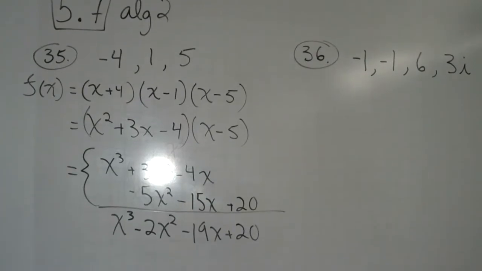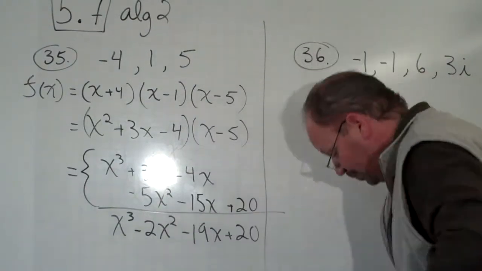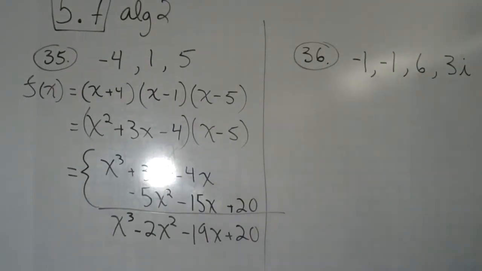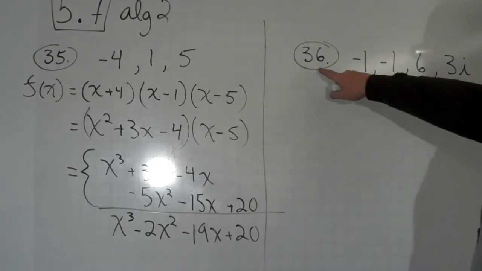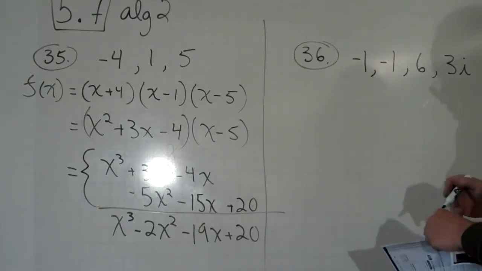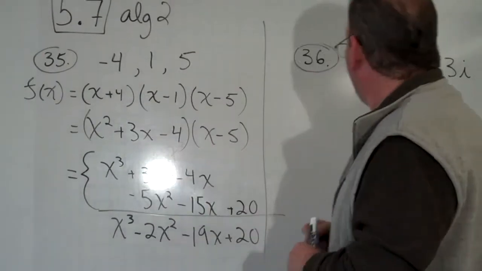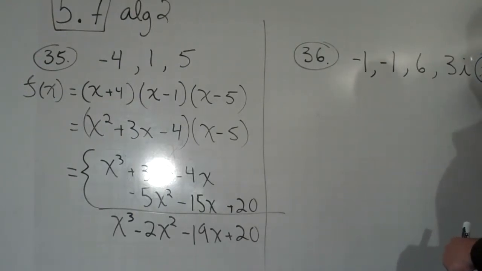Now let's go ahead and look at this complex one. This answer is going to have imaginary numbers in it. And I say numbers because these always come in sets of 2. Now this is problem number 36 on your review, and it says 3i. Well, what they're not telling you is that means that -3i is also a factor, a zero, a solution.